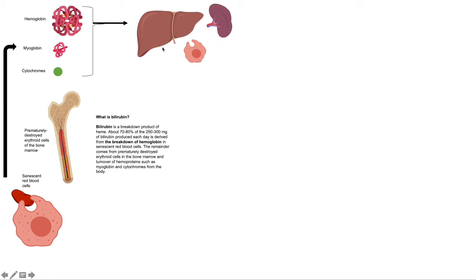So this breakdown of proteins, where does it actually occur? It occurs in the reticuloendothelial cells, essentially macrophages that line the liver and spleen. The cell depicted in the diagram between the liver and spleen is a macrophage. So when you break down hemoglobin, myoglobin, and cytochromes, you get unconjugated, aka indirect bilirubin.